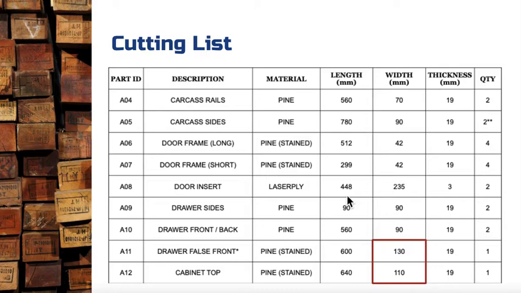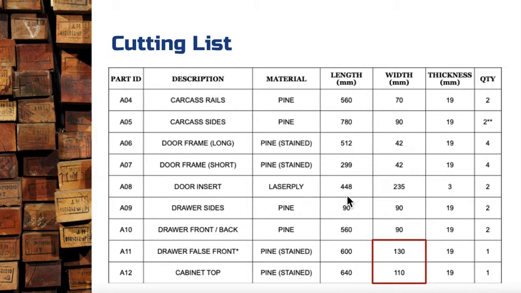The goal is always to reduce the amount of wastage. So I wouldn't just go and order a 190 piece of timber and trim it down to 110 because then I'm throwing out 80 millimeters of width, and that's a bit of wastage. So we try to avoid wastage whenever we can.